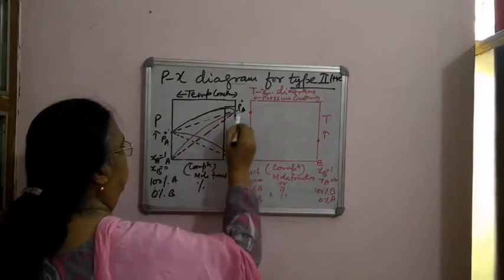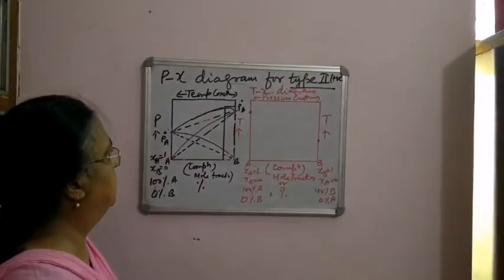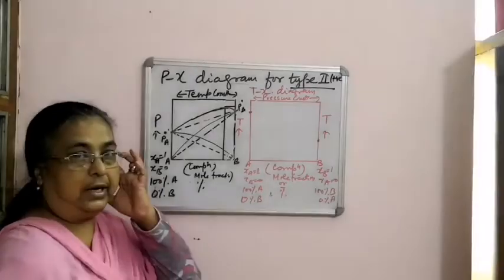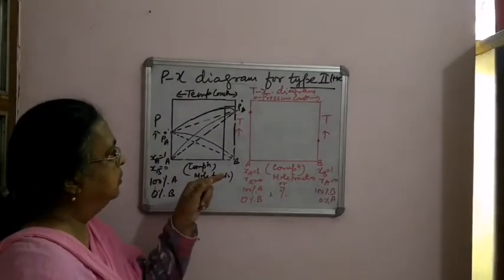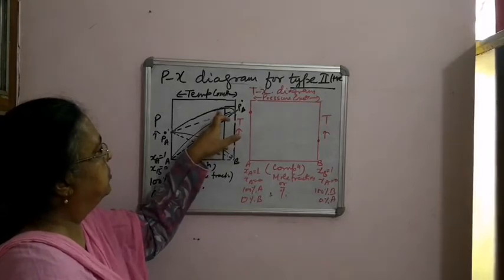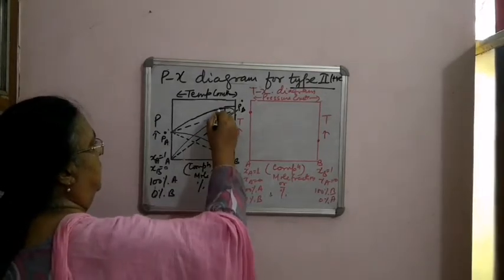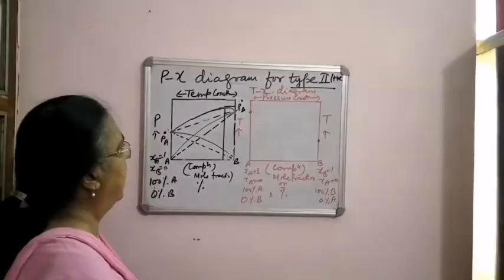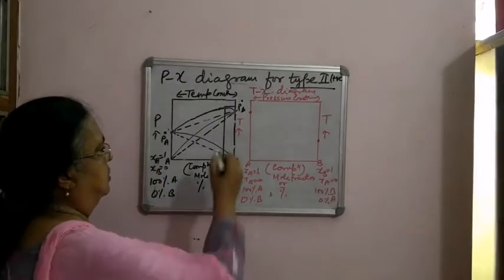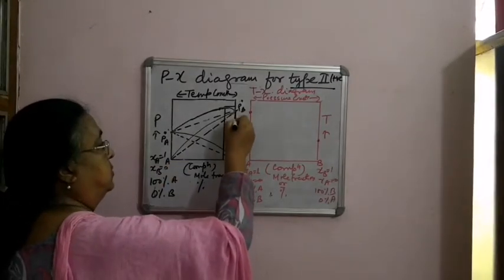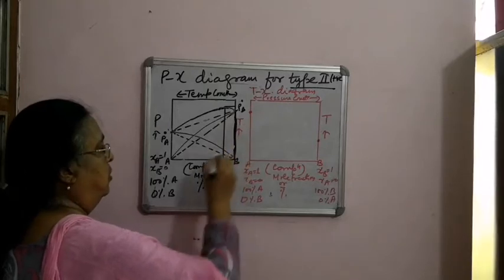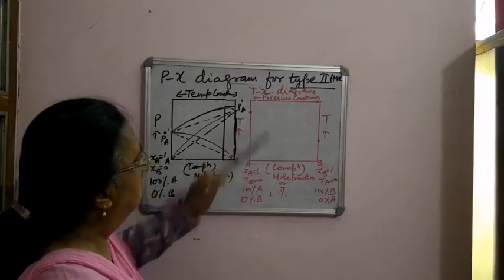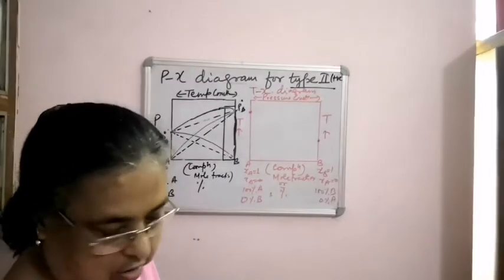So type 1, at no point the vapor pressure of the solution will be more than the vapor pressure of the pure component which is more volatile. But in type 2, the vapor pressure of the solution at least at one point will be more than the vapor pressure of the component which is more volatile. So for this we will draw the TX diagram. This is there in your course.